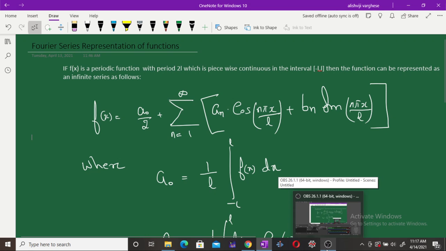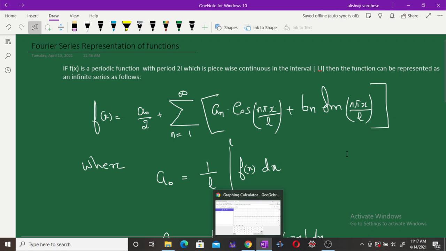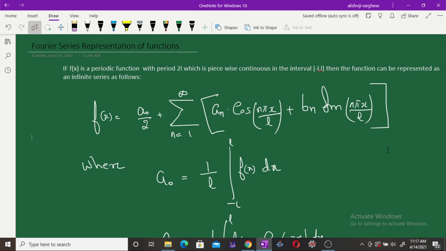Let us discuss the Fourier series representation of a function. So if you have a periodic function with a period 2L, which is a piecewise continuous function in the interval minus L to L, then the function can be represented as an infinite series as follows.